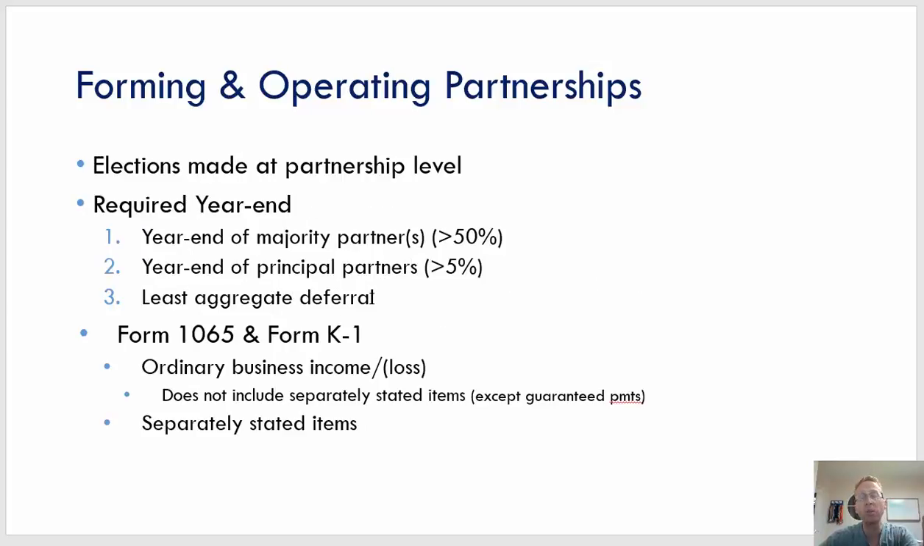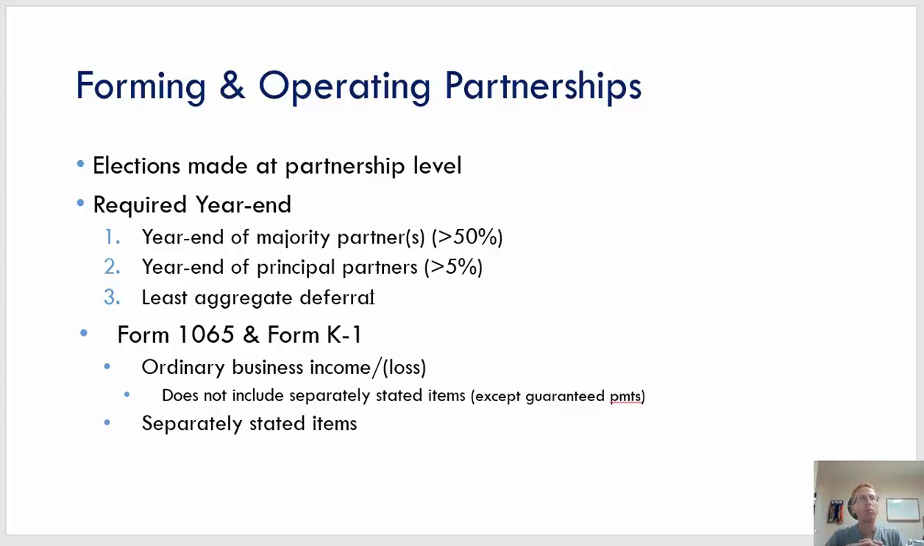Okay, so elections are typically made at the partnership level. It's an entity type format. Required year end, you have three rules. If you can get more than 50% of the partners with the same year end, you use that, which is for most, because most are individually owned, so they're 1231. If you can't get that, you look to the principal partners, those that own greater than 5%, and all of those have to be the same to get that test done. Or if you don't do that, then you do this little convoluted formula to say, look, in theory, I want to find the year end that results in the least amount of deferral amongst the partners.